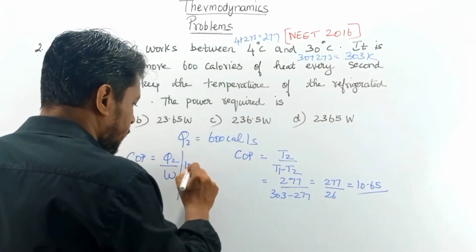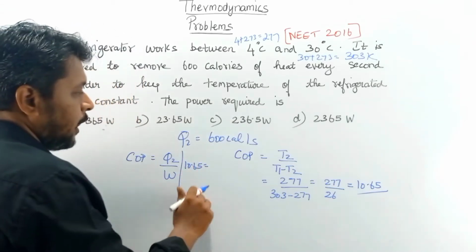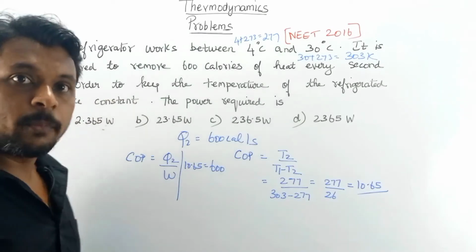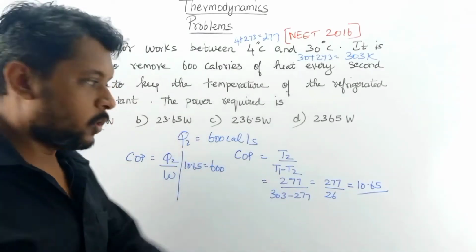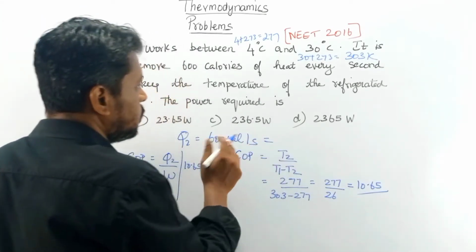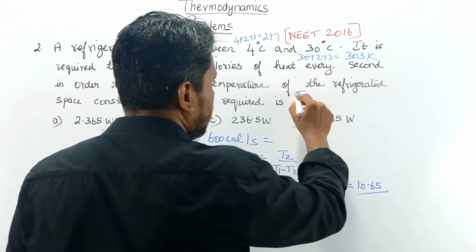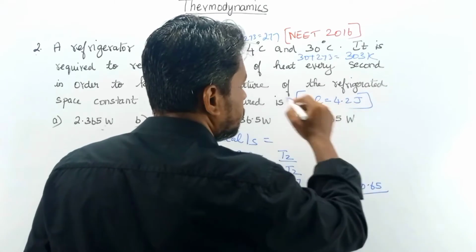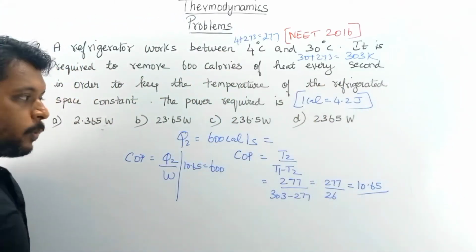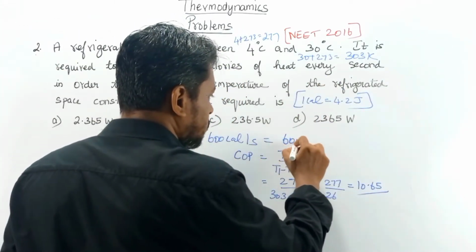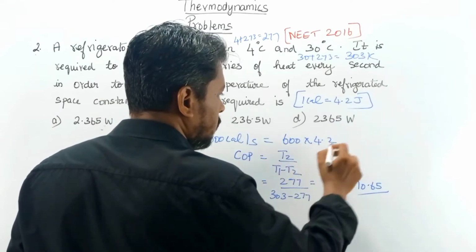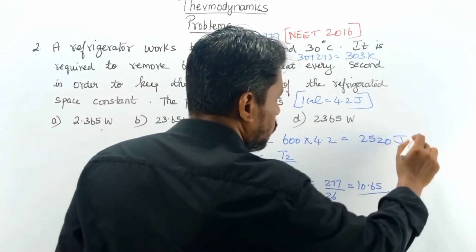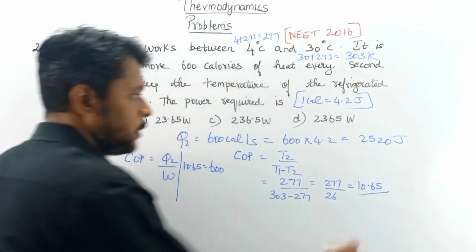Now we know the value of COP is 10.65. So 10.65 is equal to the heat removed, 600 calories, divided by work. Here the value should not be in calories, it should be converted into joules. In the question itself they have given that 1 calorie is equal to 4.2 joules. So convert this 600 calories with 4.2, and you will get approximately 2520 joules per second.